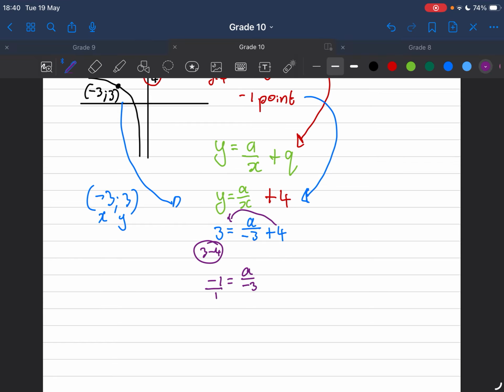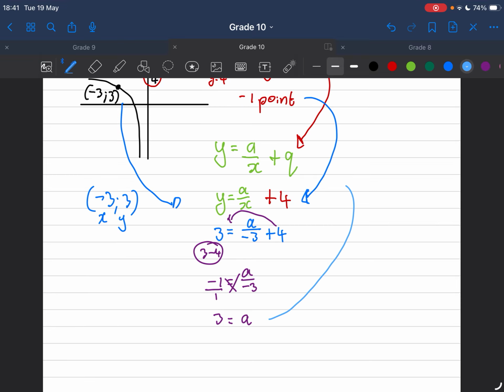This is over 1. And then you can cross multiply. Negative 1 times negative 3 is 3, and a. So a is equal to 3. Once you have that value for a, it's going to go over here, and you'll rewrite that as y is equal to 3 over x plus 4.